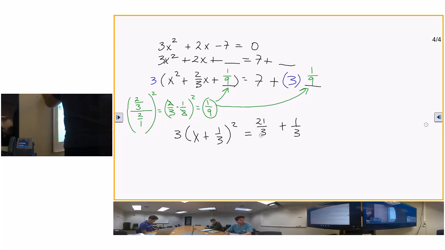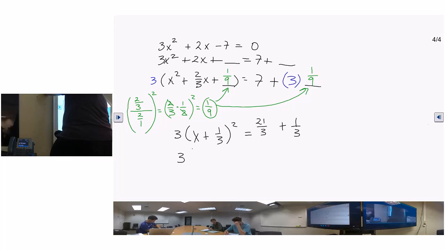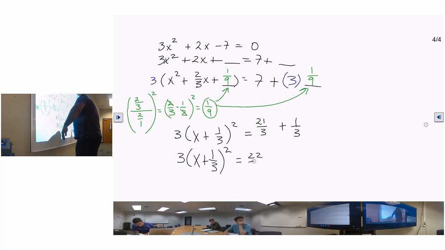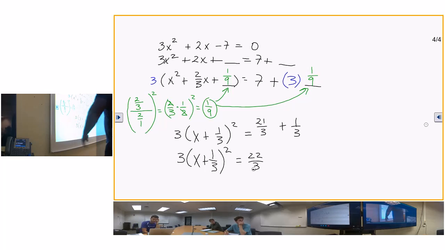Everybody should have said 21/3, just like that. It really bothers me that everybody didn't say that at one time. Because that's telling me that you're going, oh no. Okay. 3 times x plus 1/3 quantity squared is equal to 22/3. Now you're ready for the rest of it.